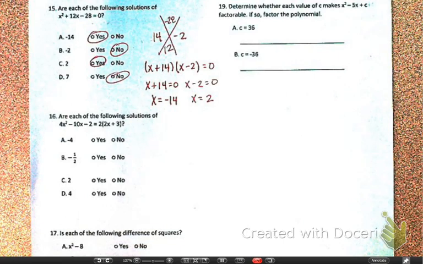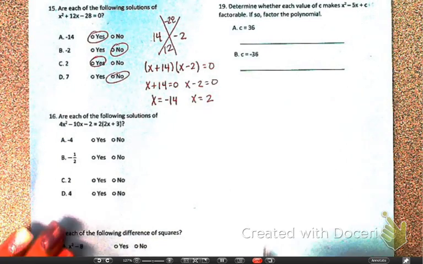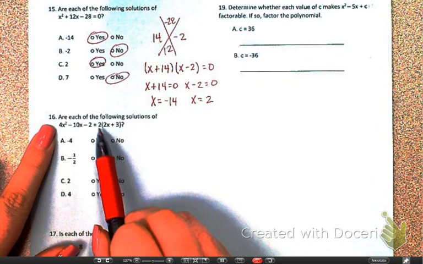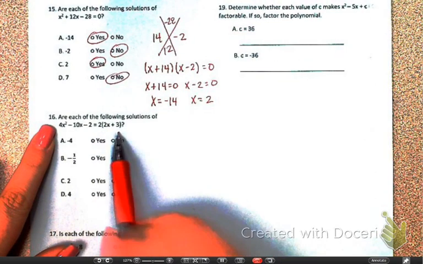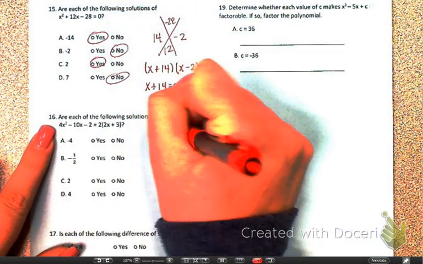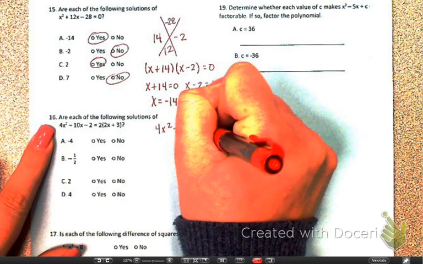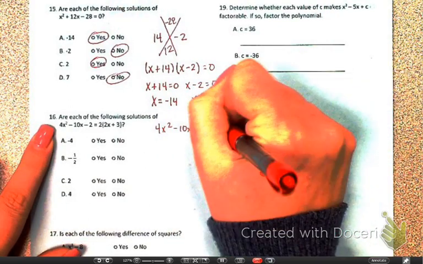All right, number 16. Which of the following are solutions? So it's the same thing. The problem with 16 is what? Okay, so it is definitely not in standard form. That's where we have to start. So in order to put it in standard form, my first step is going to be to distribute that 2. So I have 4x squared minus 10x minus 2 equals 4x plus 6.